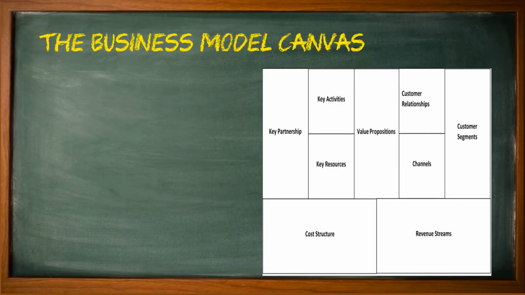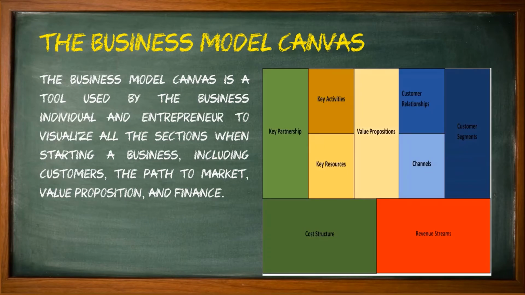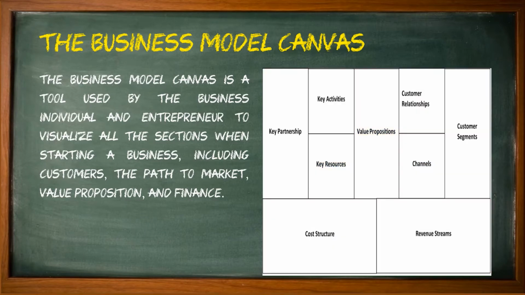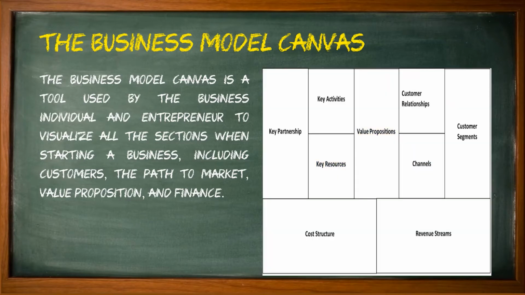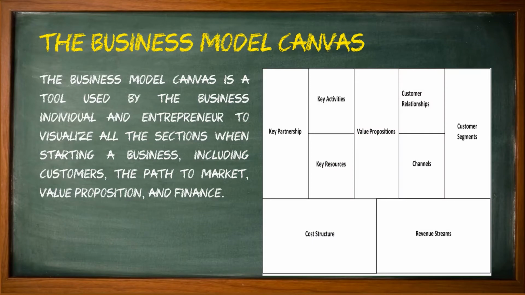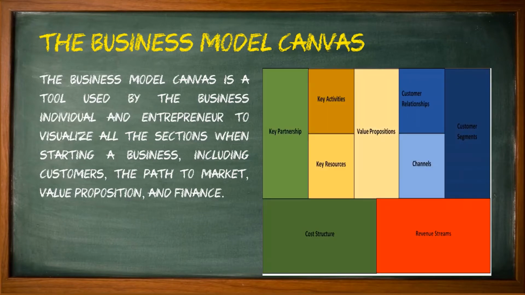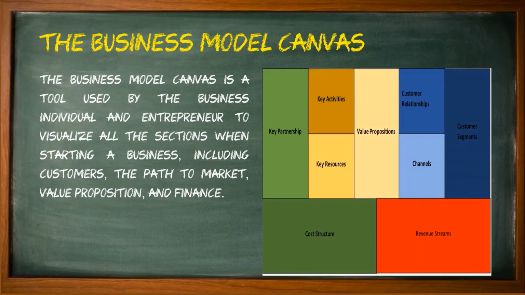What is the business model canvas? The business model canvas is a tool used by business individuals and entrepreneurs to visualize all the sections when starting a business, including customers, the path to market, value proposition, and finance. A business model is a simple plan describing how a business intends to generate profits. It explains who the customer base is, how to deliver value to them, and the related details of financing. And the business model canvas lets you define these different components on a single page.